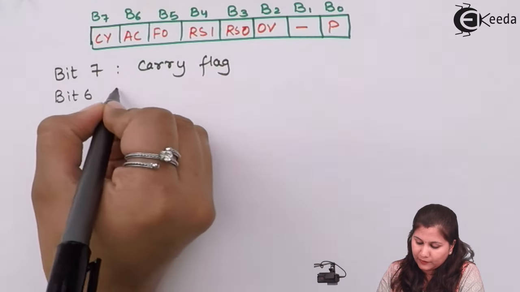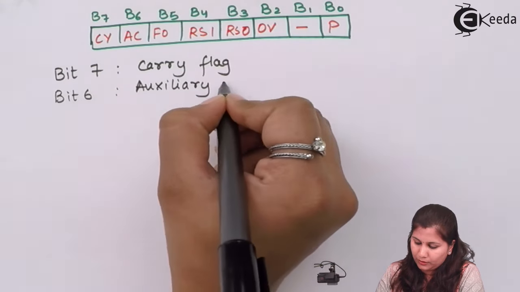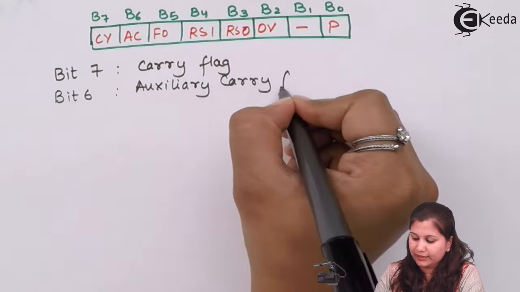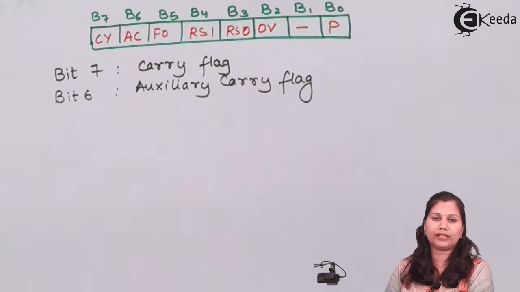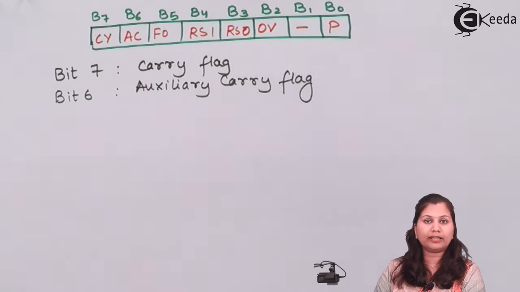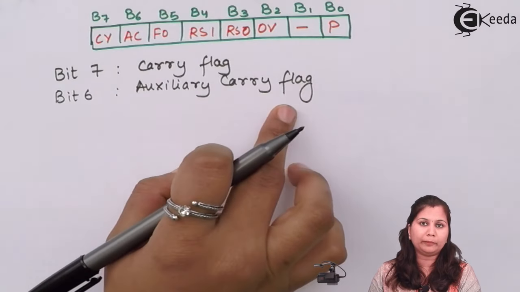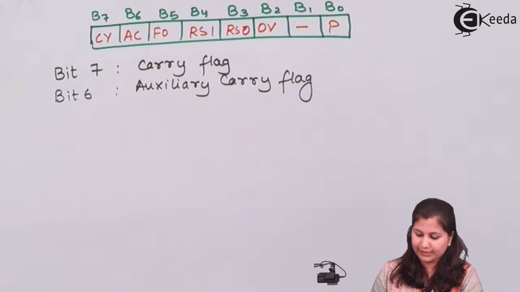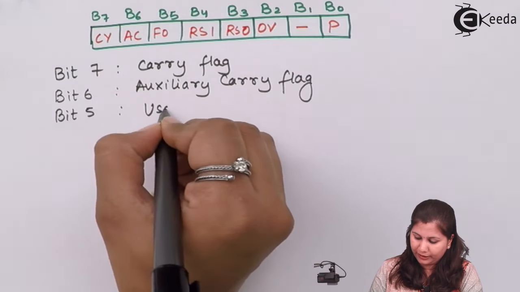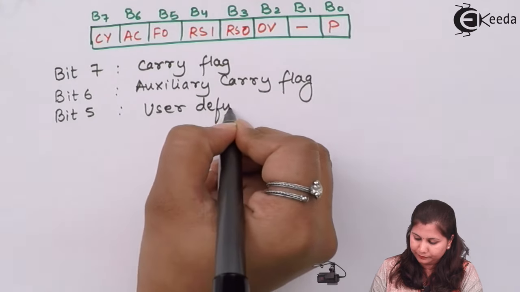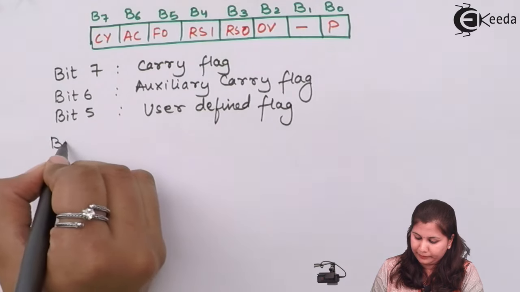Next, bit 6 is for auxiliary carry. This auxiliary carry flag is used for BCD operations. In BCD operations, whenever a carry is generated from bit 3 to bit 4, the auxiliary carry flag will be set, otherwise it will be reset. Bit 5 is the user defined flag.